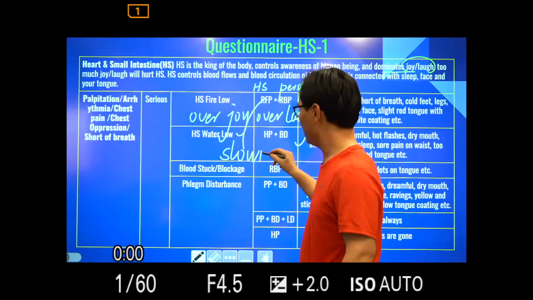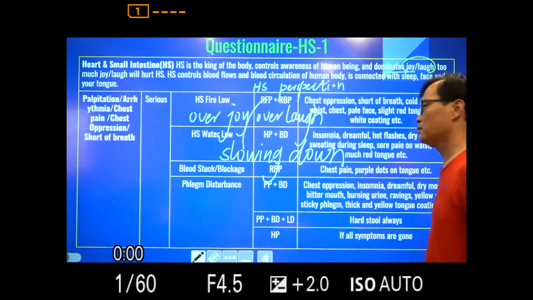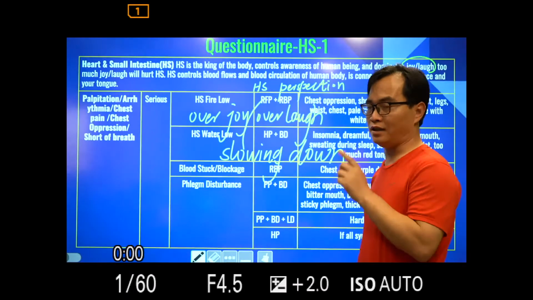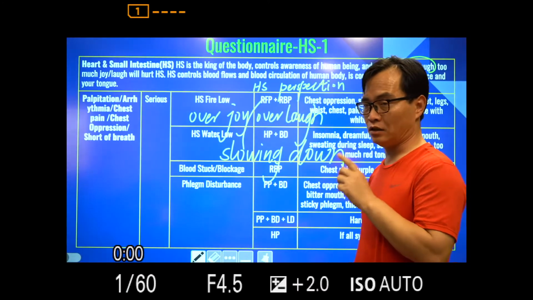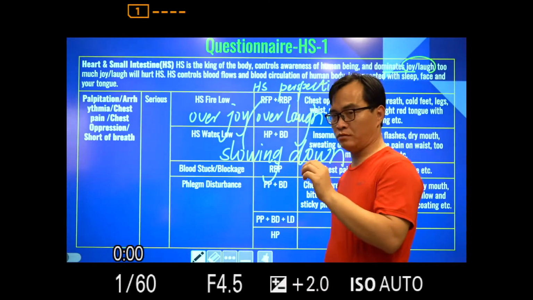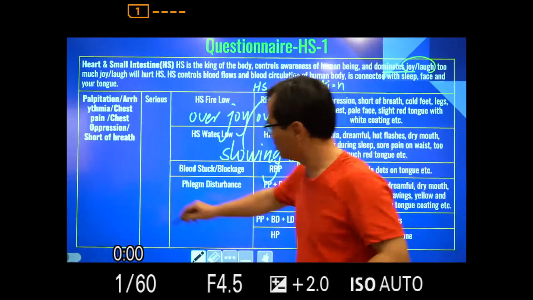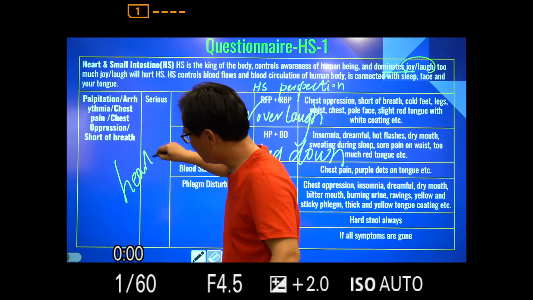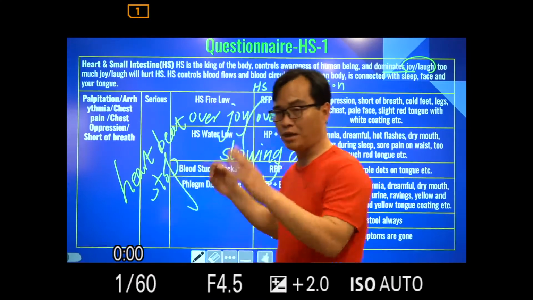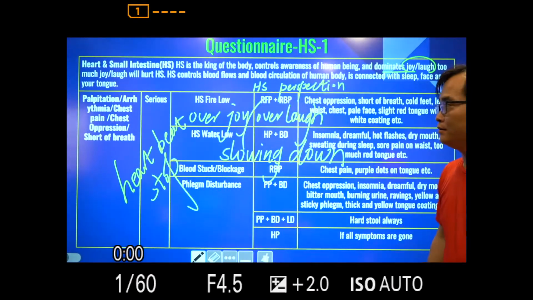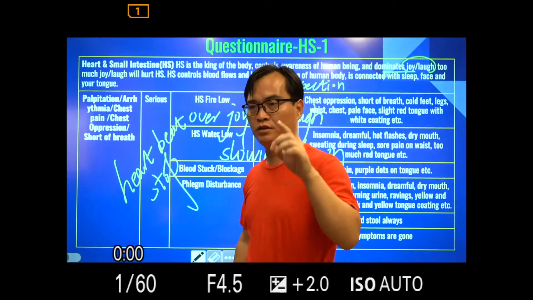We can see, before we have used the phrase like slowing down the energy flow, or slowing down the blood flow. It can slow down the energy flow or the blood flow, and that means if there is too much love or too much joy, your heartbeat can stop, and you can die. So this is joy or love, and how it can hurt your HS system.